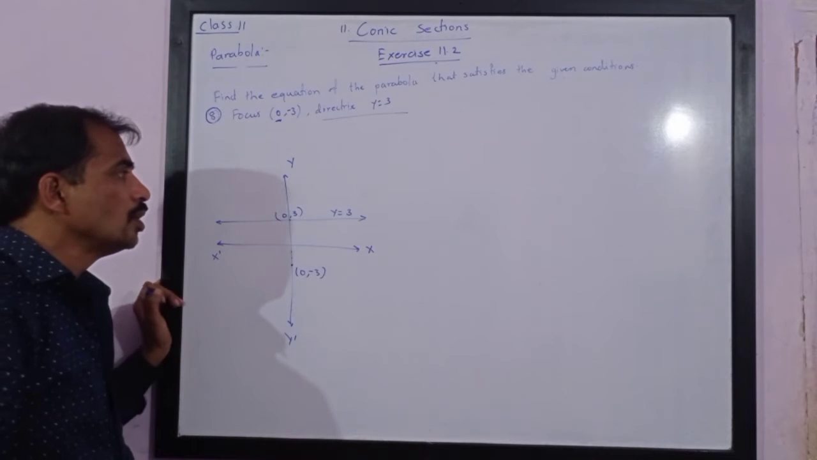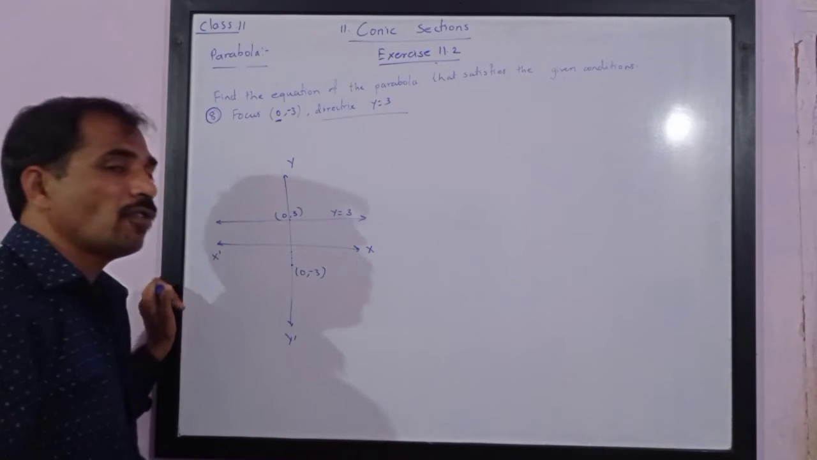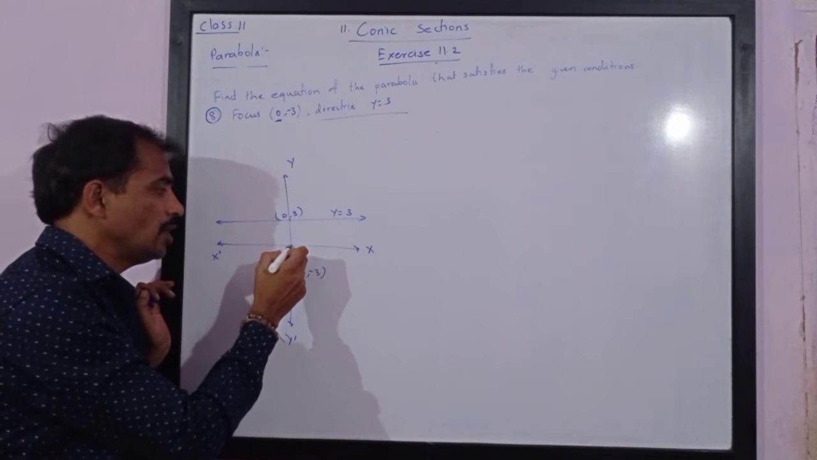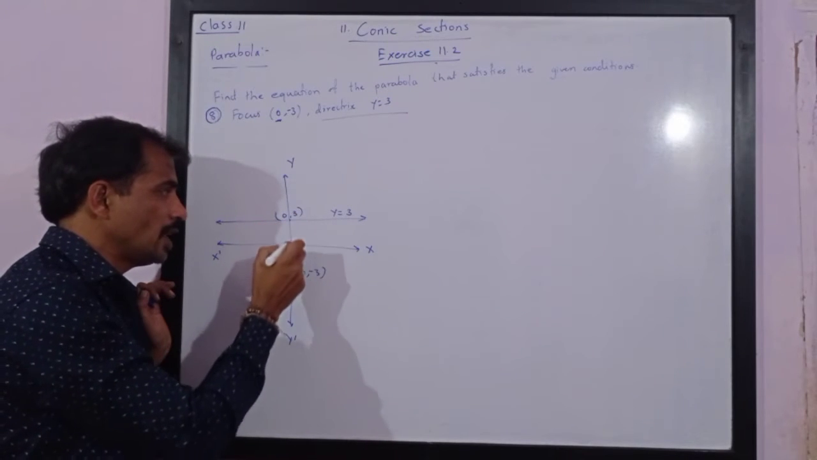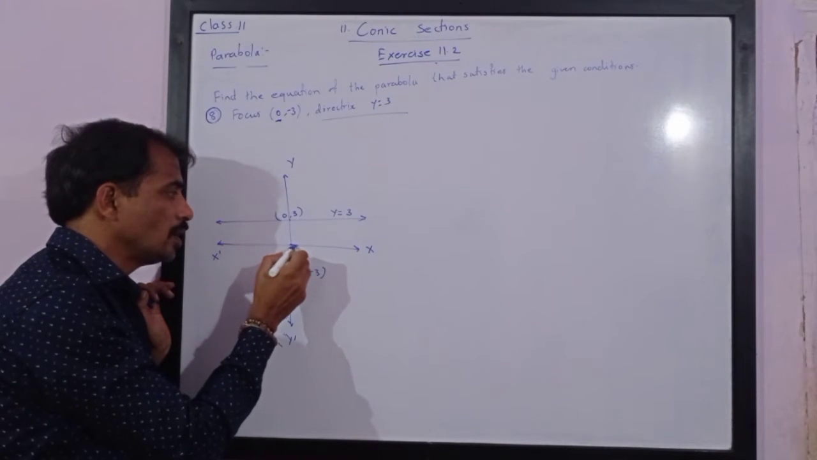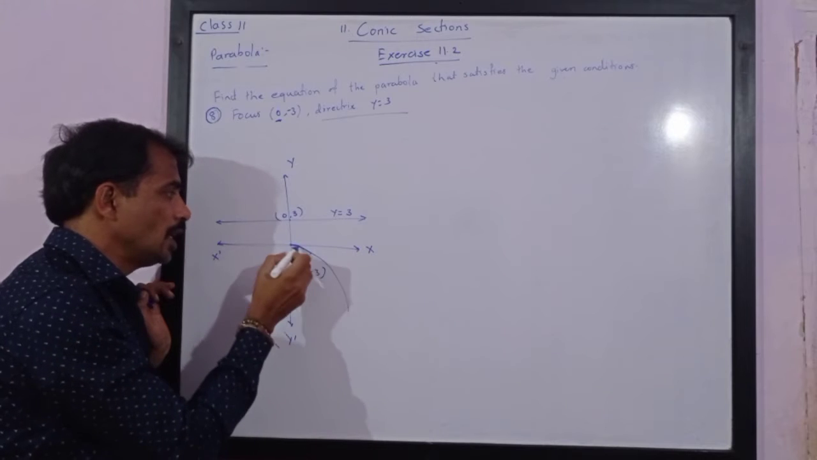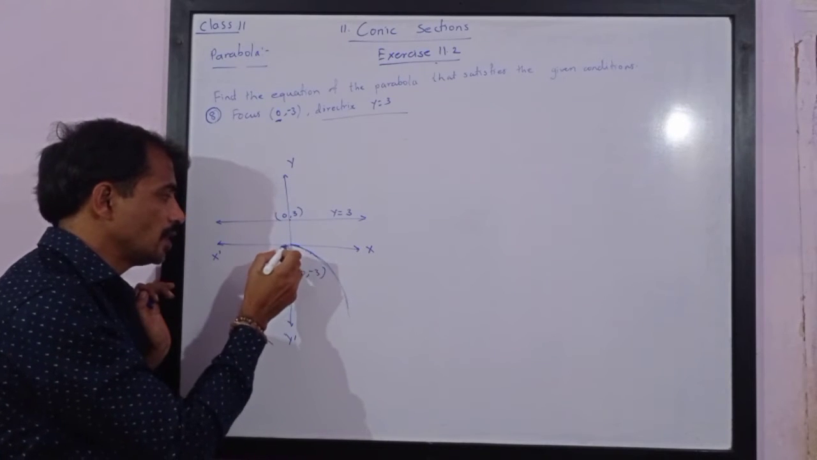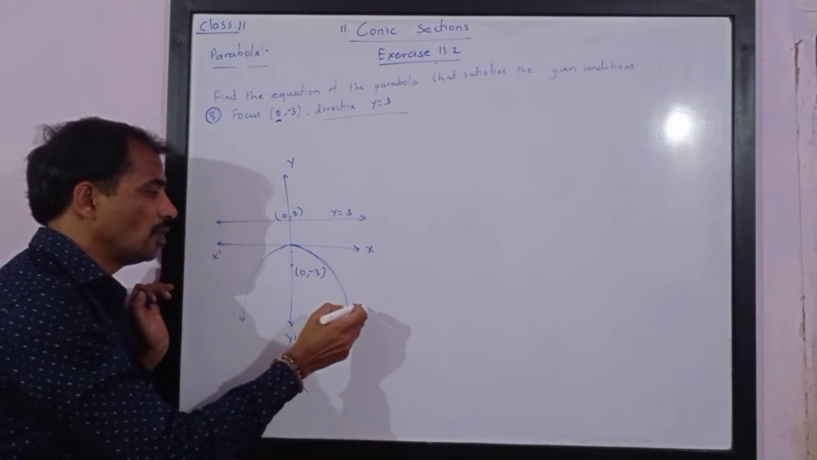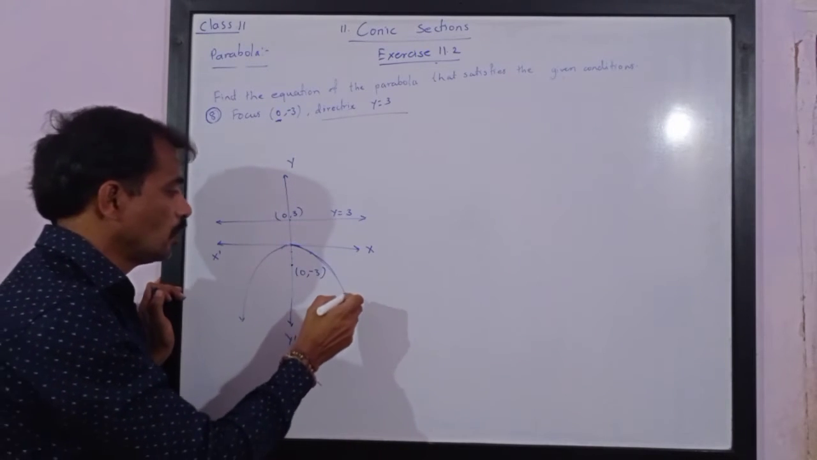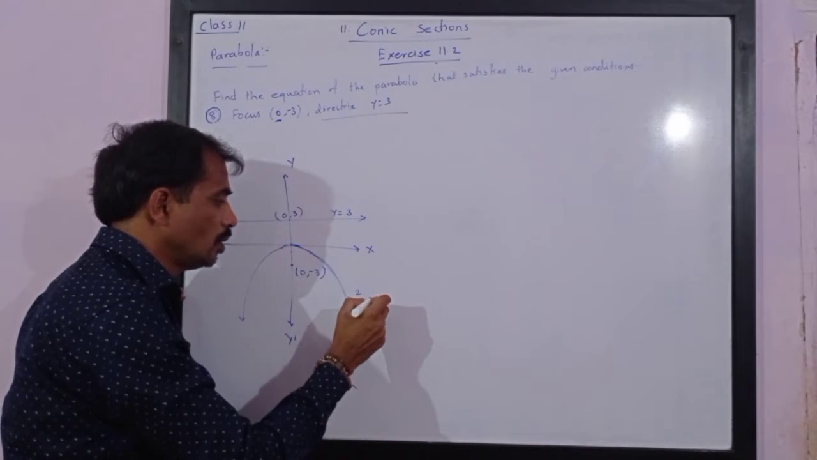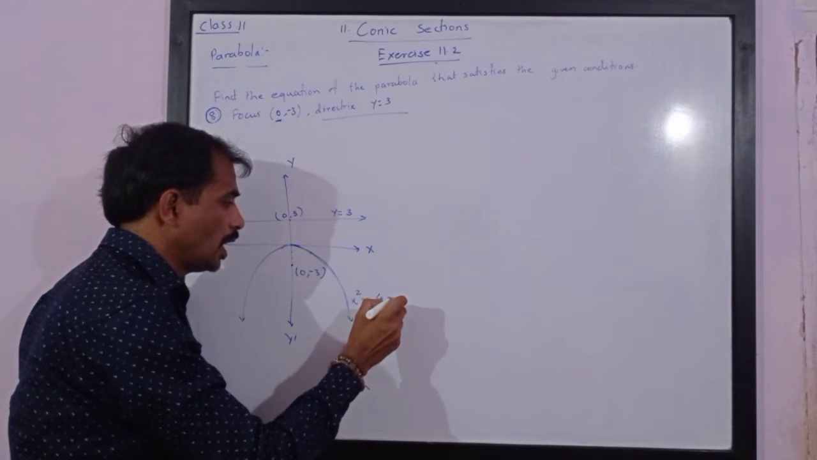Now please note, we have defined the parabola as the set of all the points which are equidistant from the focus and the directrix. Means it will be equidistant from directrix as well as focus. So the vertex will be one of the points, the origin will be one of the points, and you will see that if we increase this distance, we will get a parabola facing downward. So the parabola is of the form x square is equal to minus 4ay.